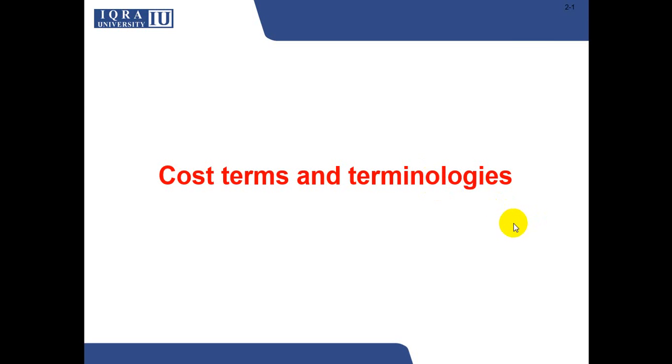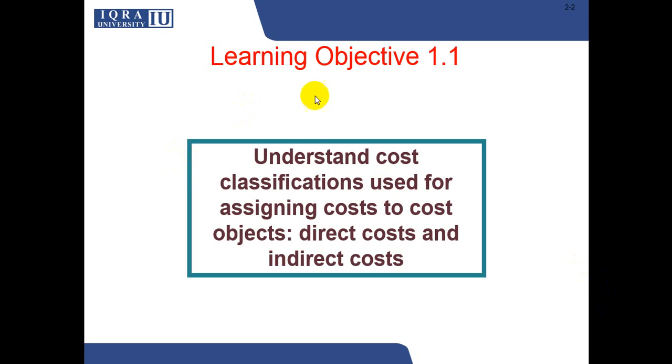Cost terms and terminologies. Learning objective 1.1. Understand cost classification used for assigning cost to cost object. Direct cost and indirect cost.